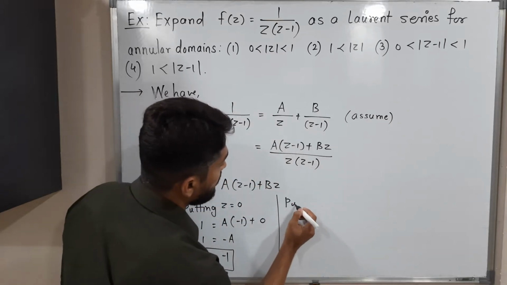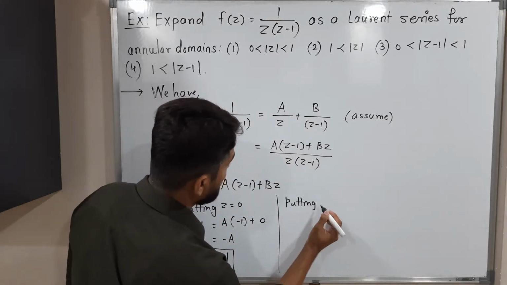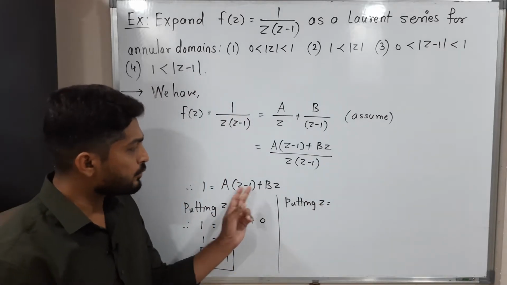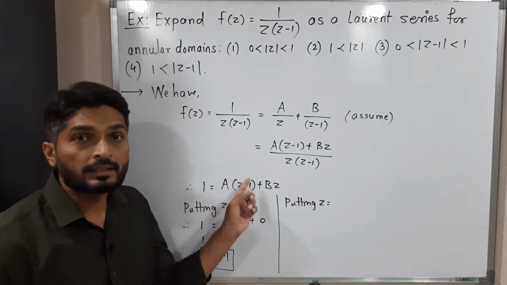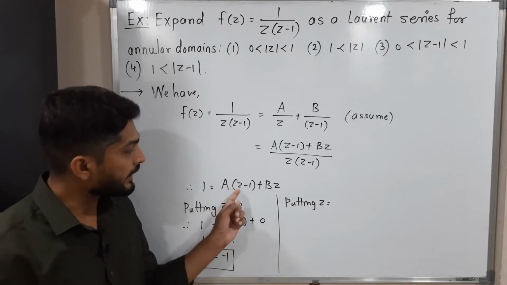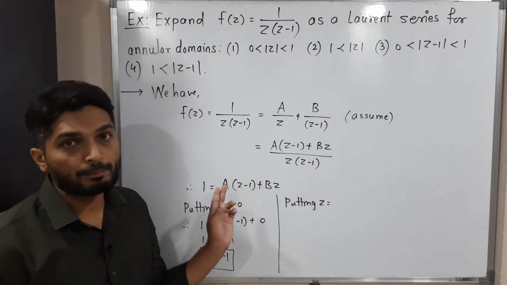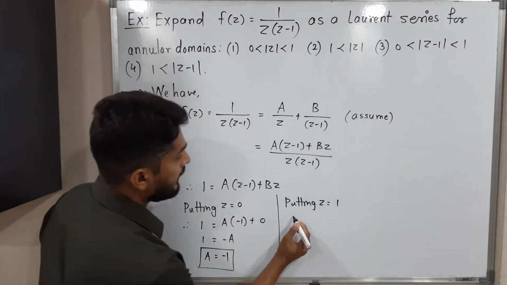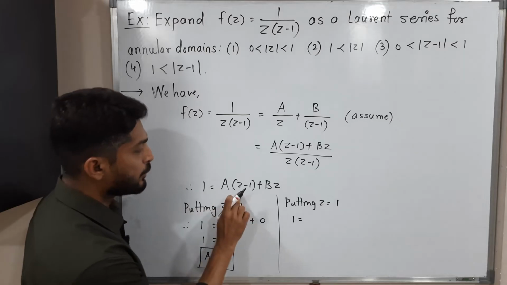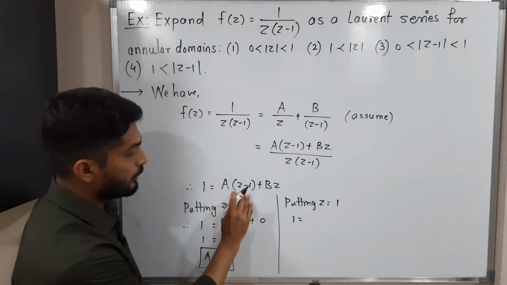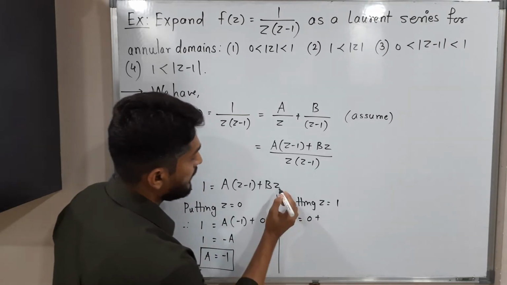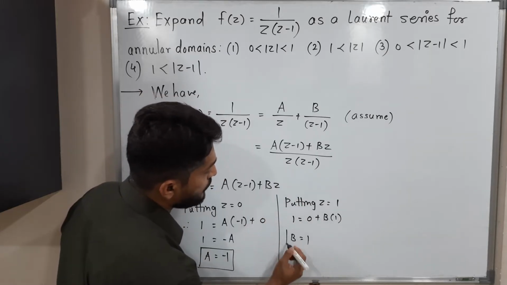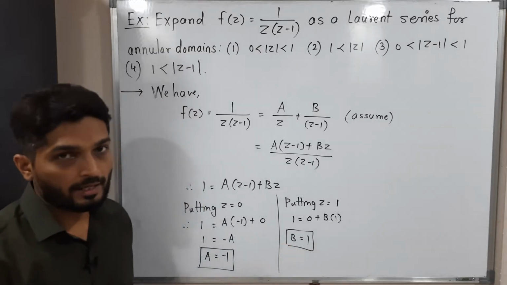I got the value of a, but I still want the value of b. So what will I do? I will try to bring 0 here. For that I need to put z is equal to 1, so 1 minus 1 will be 0. So let us do that. I am putting z is equal to 1. Left hand side is 1. If I put 1 here, 1 minus 1 is 0, so 0 into anything is 0, plus I am putting 1 here, so b into 1. So b is equal to 1. In this way I got the values of a and b.